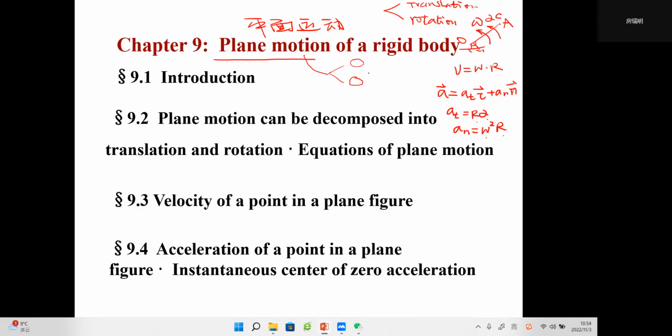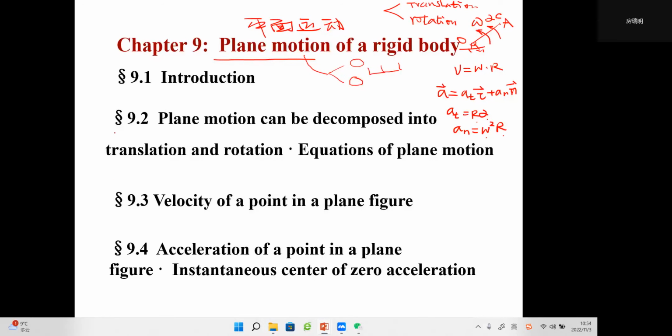It happens from one time to another time. This assumption, we call that 运动叠加原理, theorem of motion superposition. So that's the brief introduction of this whole chapter 9.